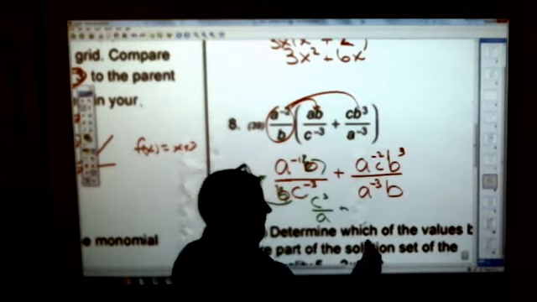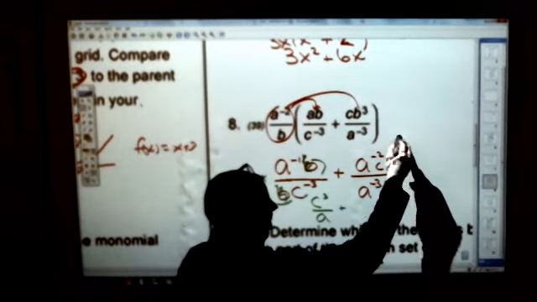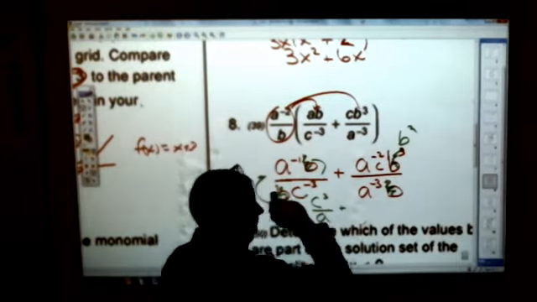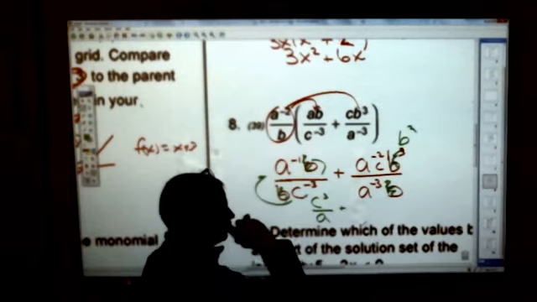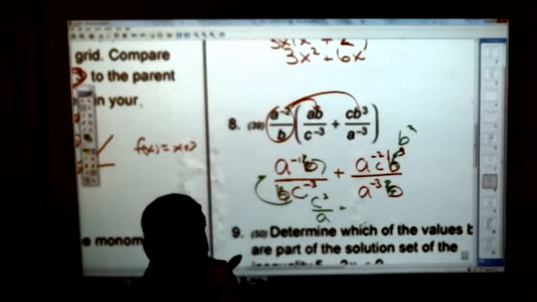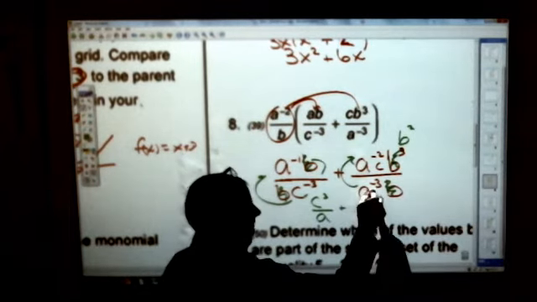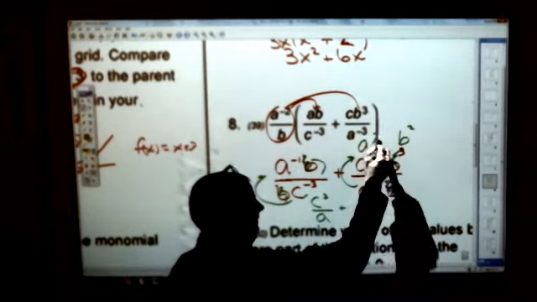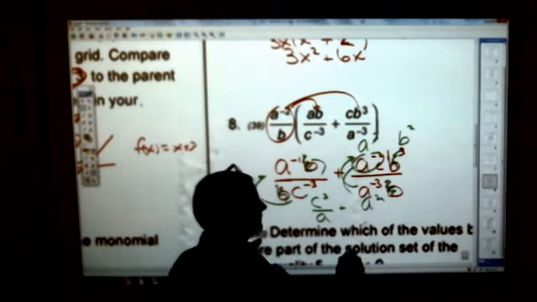Oh boy, this is going to get ugly. I can cross off one of these b's with the 3 up there and I'm left with 2 b's. To be or not to be? Yes, I think so. And then I bring this a to the negative 3 to the top, it becomes a to the positive 3. Then I bring this a to the negative 2 to the bottom, it becomes a to the positive 2.